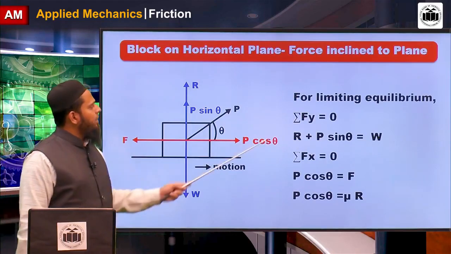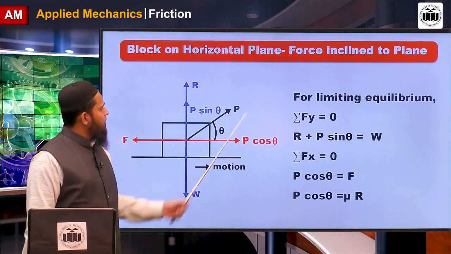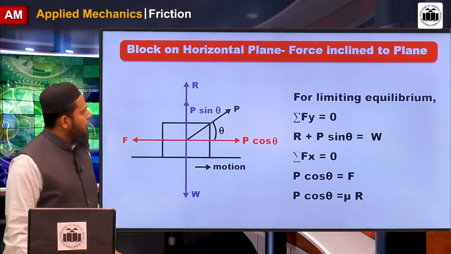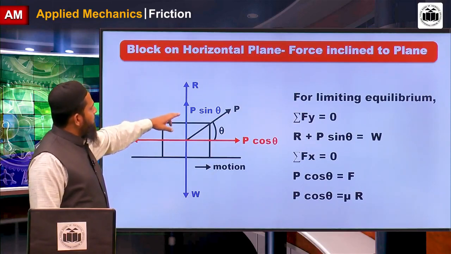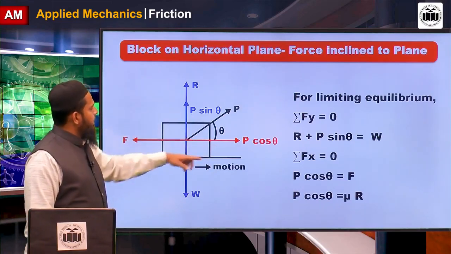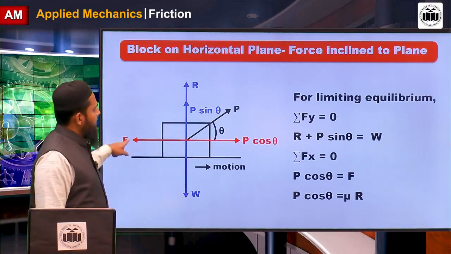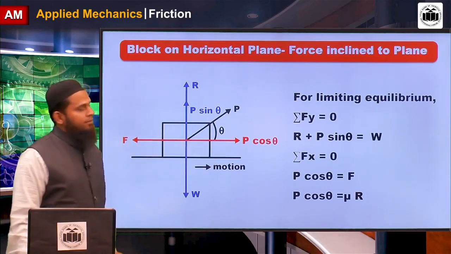Now, for limiting equilibrium, summation of Fy is equal to 0 means what? To balance W, R and P sin theta are there, and to balance P cos theta, F is there. F is equal to mu R.